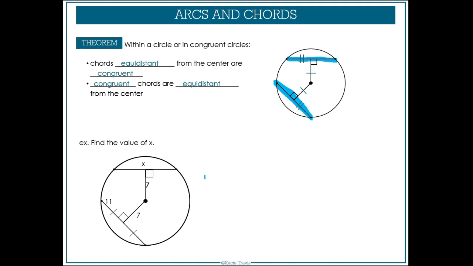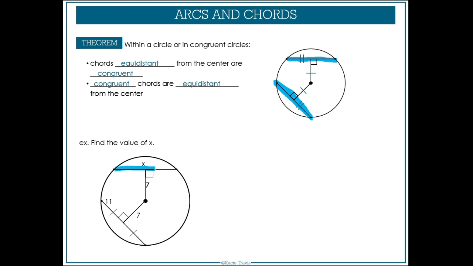So let's talk about what we got going on here. Over on our example here, we got two chords. We got this chord over here with X. We got this chord down here that has two sides that are marked the same, and one of those is marked 11. They want us to go through and figure out what's the value of X. So let's talk about what X is.